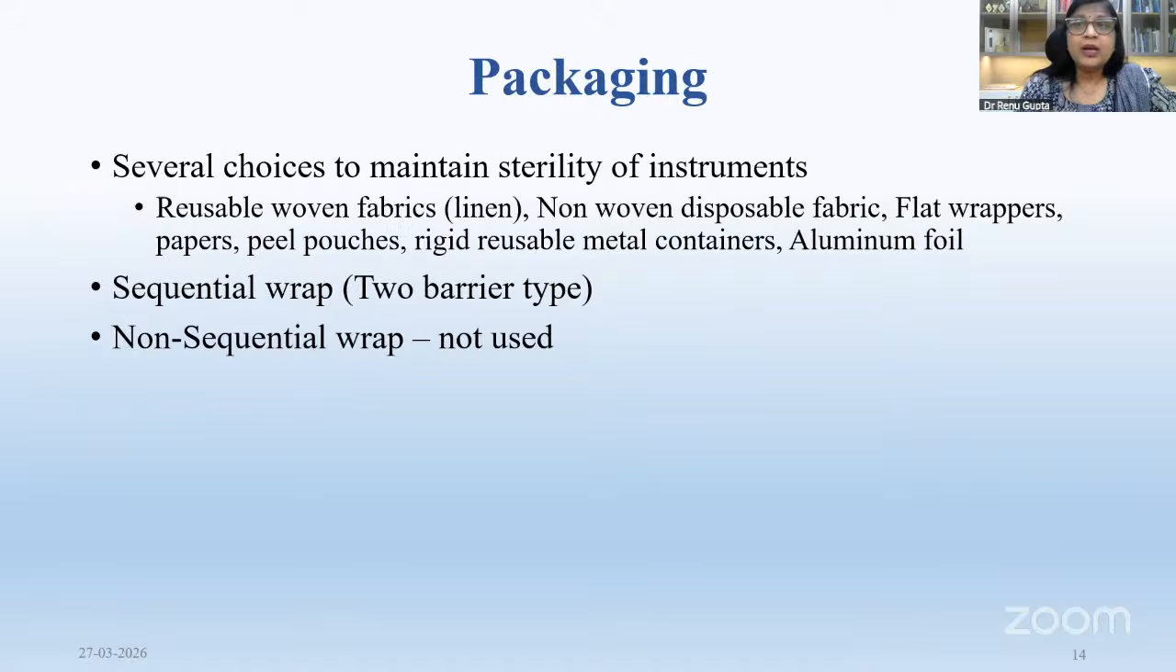layer. Why double layer? The outer layer becomes contaminated when it is being transported, when it is being stored, but the inside layer is sterile. So the outside layer is opened up by the nurse and the inside layer is opened in the sterile field by the surgeon, who is sterile. So there is a sequential wrap. We are using two layers of linen to wrap an item.